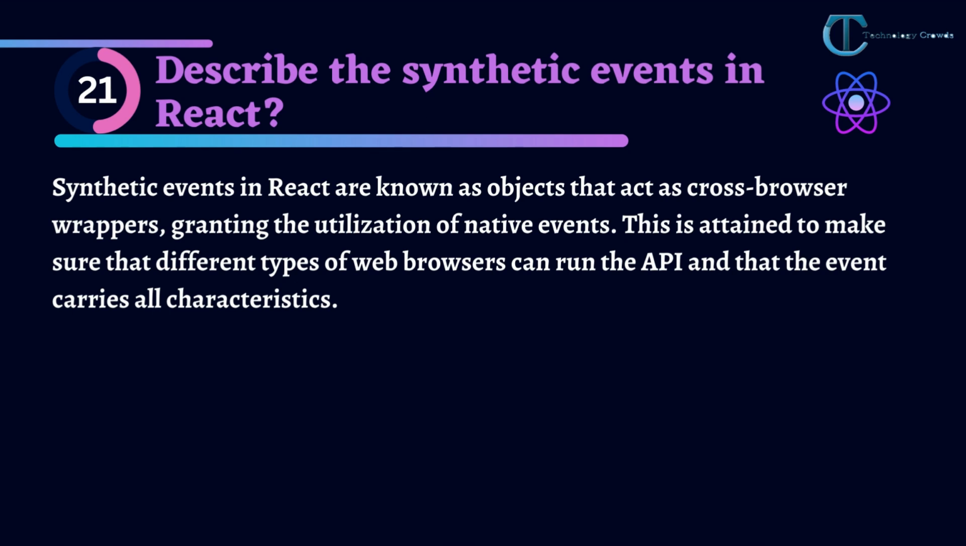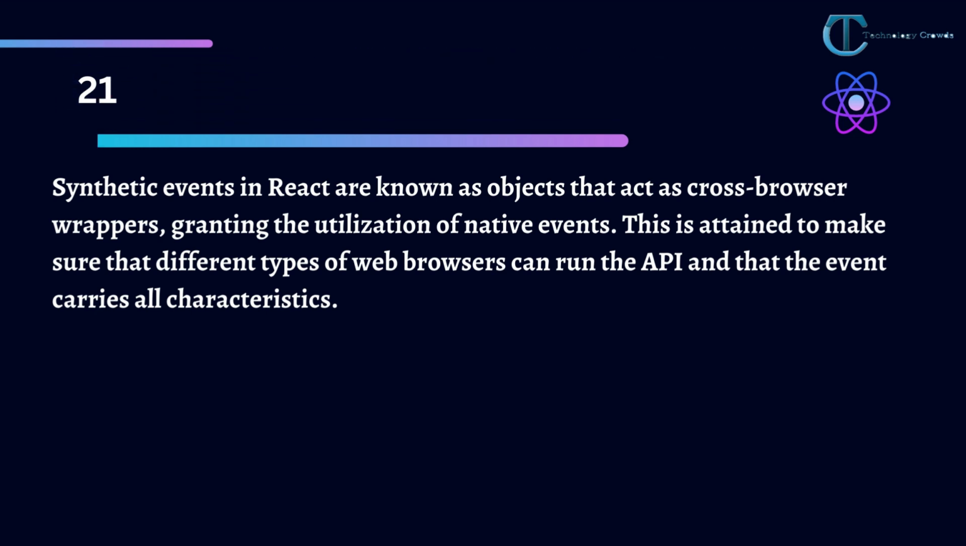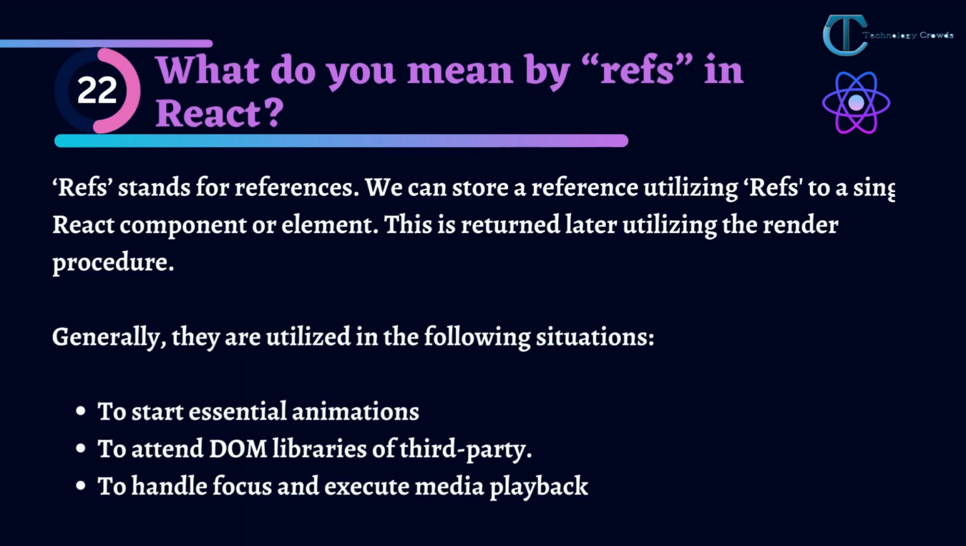21. Describe the synthetic events in React. Synthetic events in React are known as objects that act as cross-browser wrappers, granting the utilization of native events. This is attained to make sure that different types of web browsers can run the API and that the event carries all characteristics.